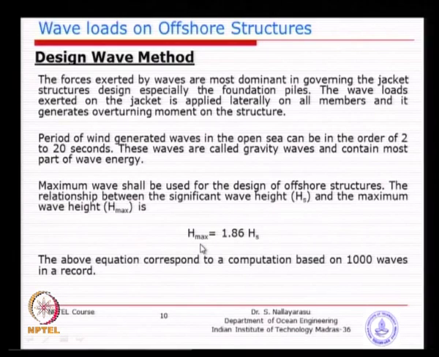So, if you have 1000 waves starting from 20 meter all the way to say 1 meter, for the top 1/3 count you just take and average it, and that will be called a significant wave height. If you take the maximum of the 1000 waves, that is called H max. The reason why we need this relationship is that sometimes you may have a significant wave height in the information.